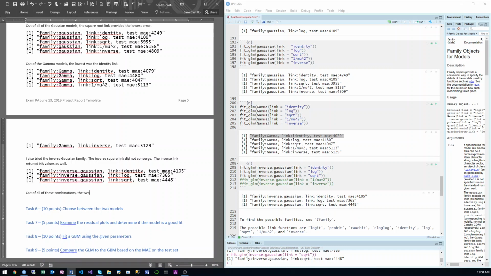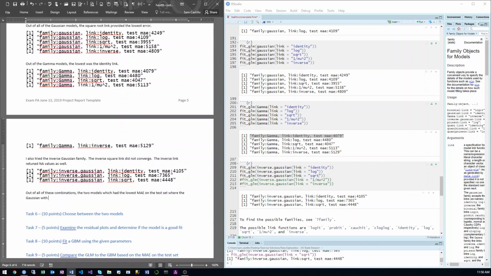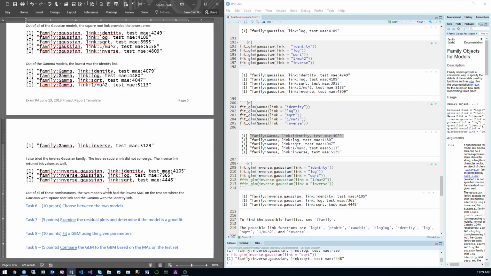The two models which had the lowest MAE on the test set were the Gaussian with the square root link and the gamma with the identity link. Okay.